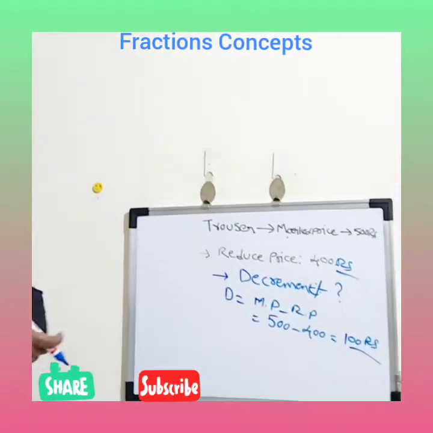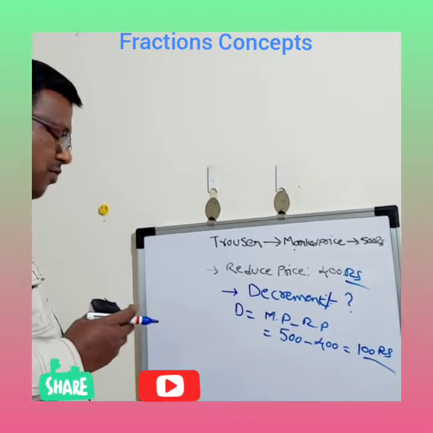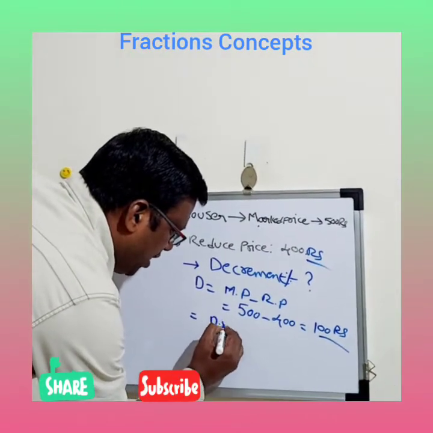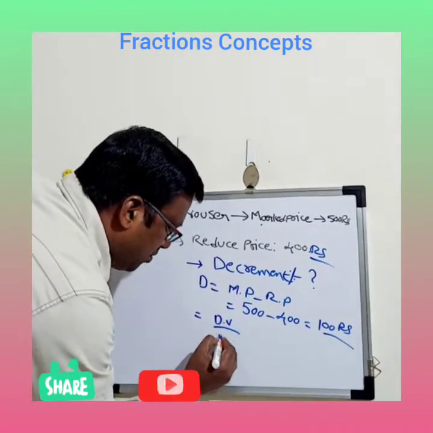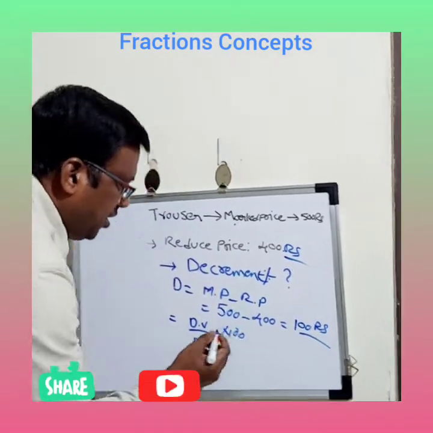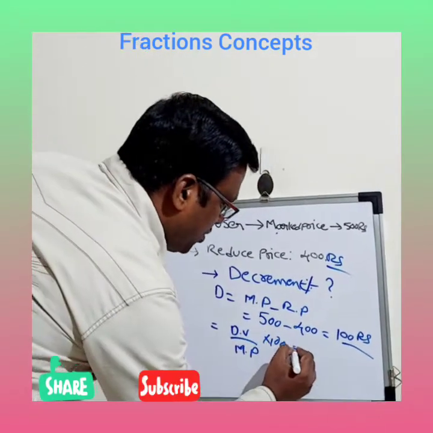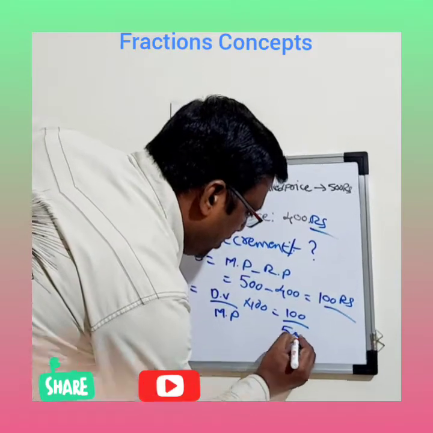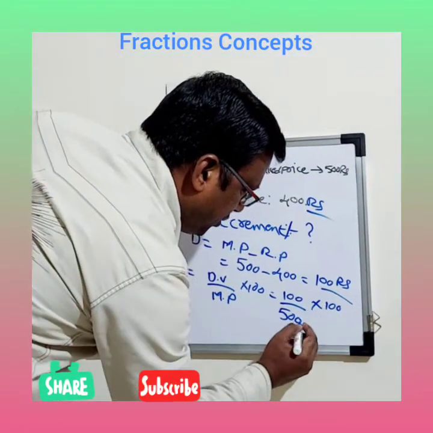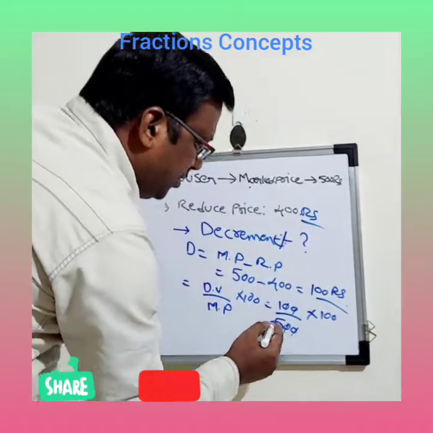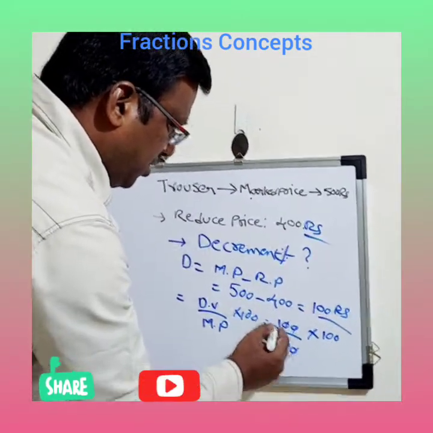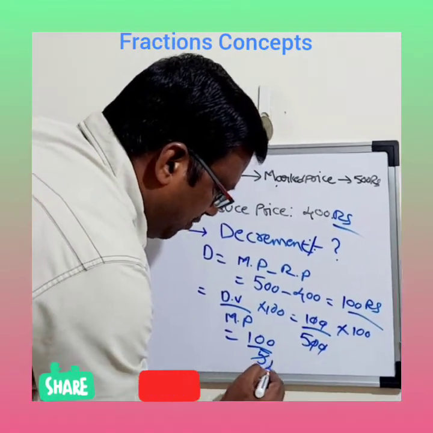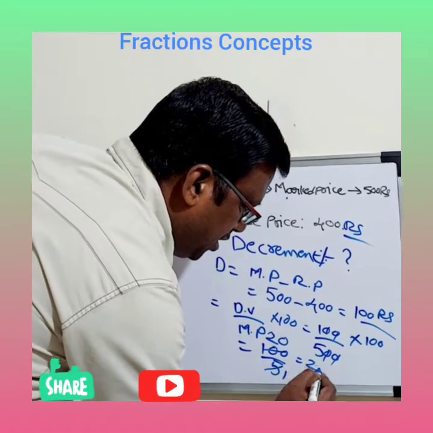And we need to find the percentage of decrement. The formula is decrement value by actual mark price MP, into 100. Decrement value is 100 rupees, actual price is 500 rupees. 500 into 100. The zeros cancel, so here 100 by 5. Five twos are ten, so 100 by 5 is 20. So decrement percent is 20%.